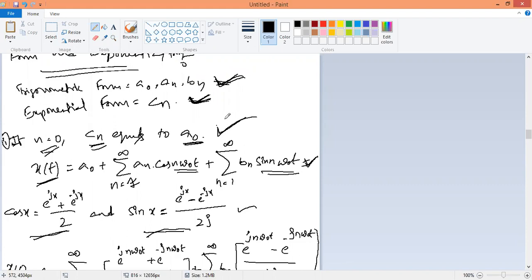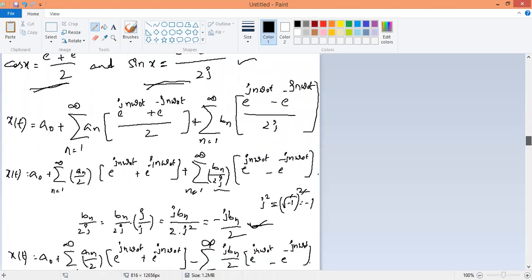A naught value. Okay? If n equals 0, the coefficient of exponential form equals the first coefficient of trigonometric form. Next, see the an, bn value calculations. x of t, already we know.